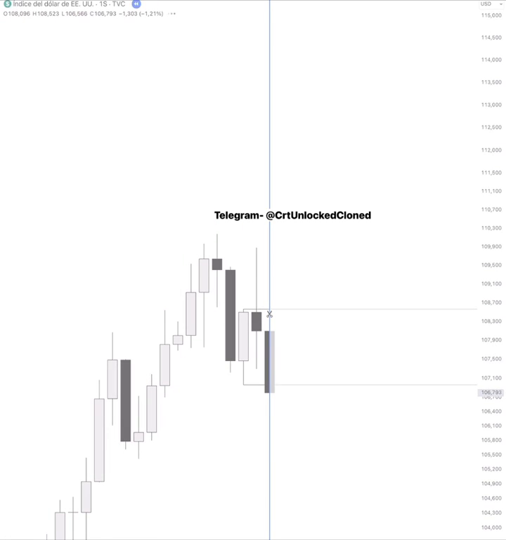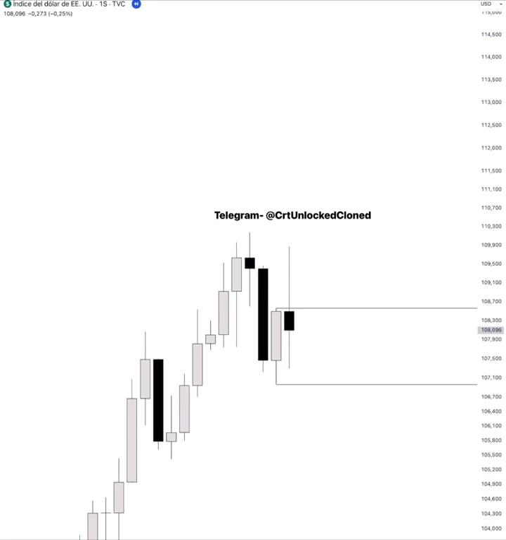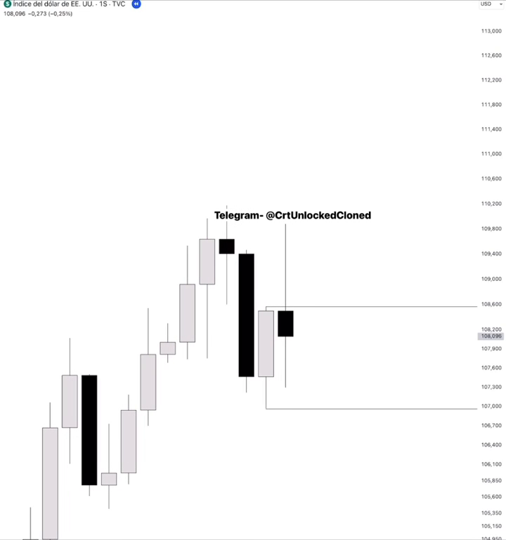like this, right? And as we know, wick above equals lower prices. Wick above, lower prices; close below, lower prices; and close above, higher prices; wick below, higher prices. In this case, we had a wick above, so we expect bearish prices or bearish price action in the next weekly candle, right?